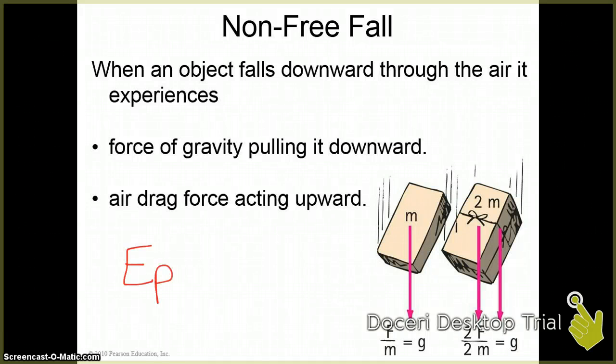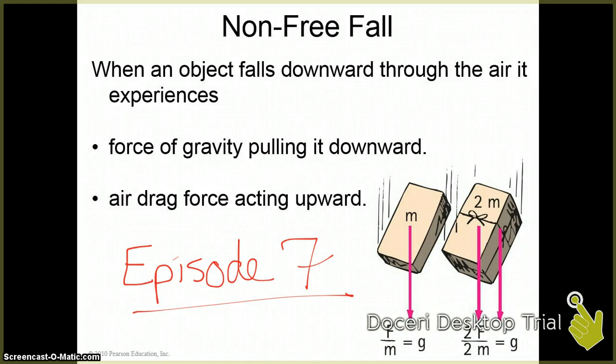Gentlemen, we've made it finally to episode 7, the last and final episode on one of the most complicated subjects for this unit, non-freefall. And it's complicated because we're finally dealing a little bit more with reality. A lot of times, physicists like to simplify things so that we can understand the underlying physics, the basic physics of motion. But when you add in the complications of real situations, things do get a little bit more difficult.